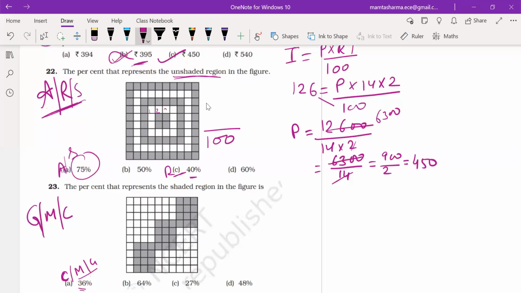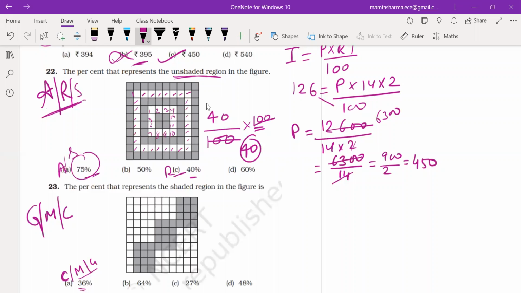1, 2, 3, 4, 5, 6, 7, 8, 9, 10, 11, 12, 13, 14, 15, 16, 17, 18, 19, 20, 21, 22, 23, 24, 25, 26, 27, 28, 29, 30, up to 40. So 40 are unshaded out of 100. For percentage, multiply with 100. So 100 will get cancelled out. Yes, I got 40 only.